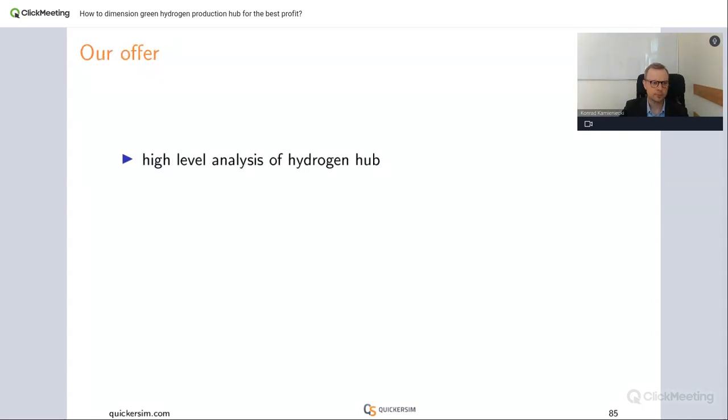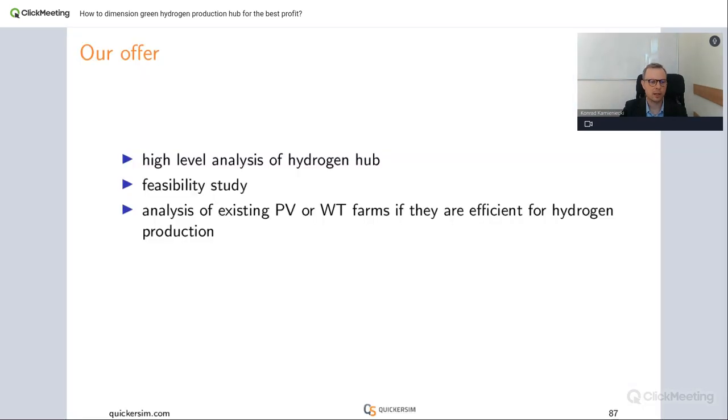And what we offer according to this model is a high-level analysis of hydrogen hubs. So actually, we do not offer the code as the product. We offer you the analysis. If you are interested in such analysis, we can make a feasibility study based on our calculations for that.